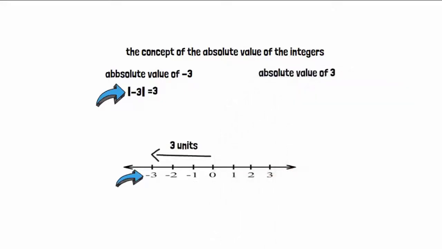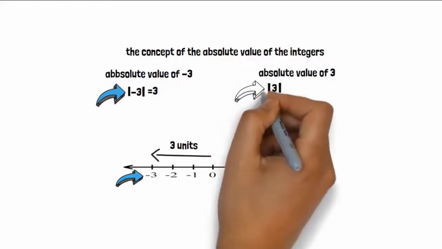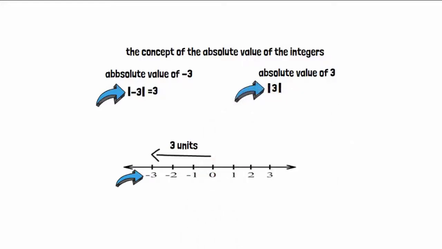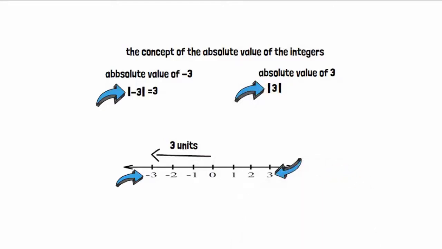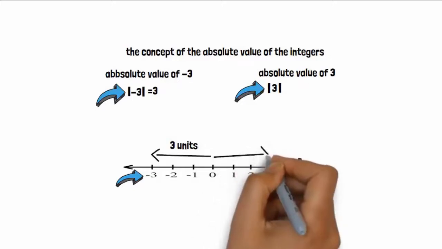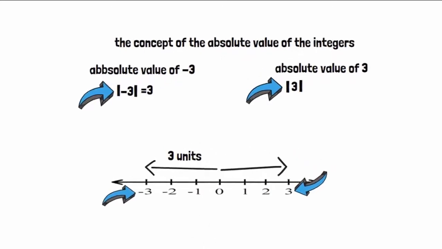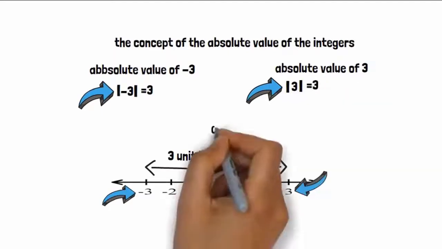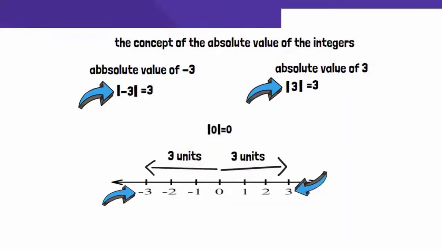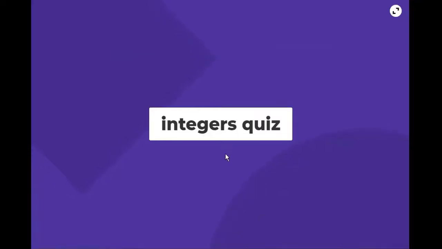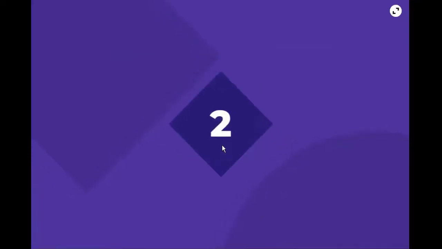What would be the absolute value of 3? It will be written like this. How far is 3 from 0 on the number line? It's 3 units away from 0. Absolute value of 3 equals 3 and absolute value of 0 is 0. Stop the video before the answer to the question, then continue the video.